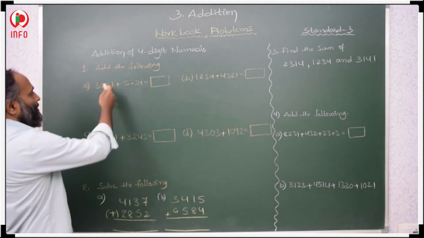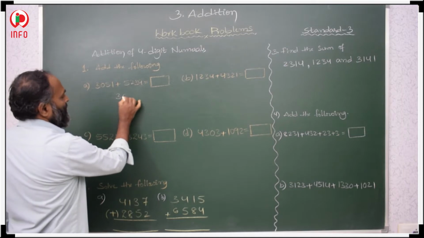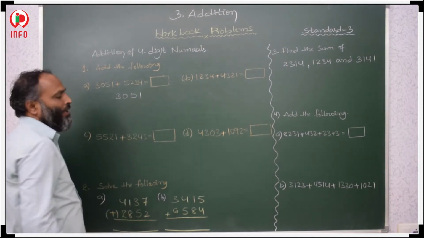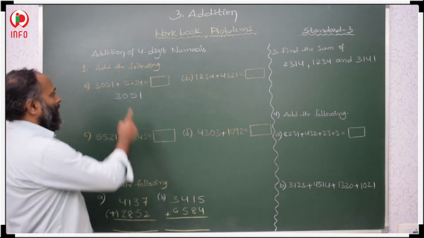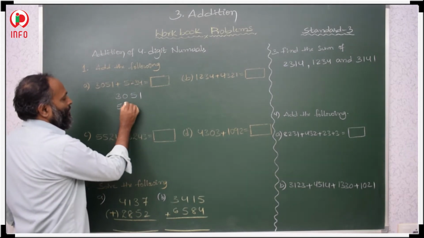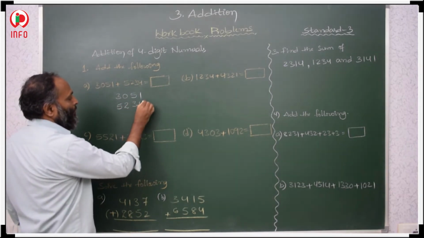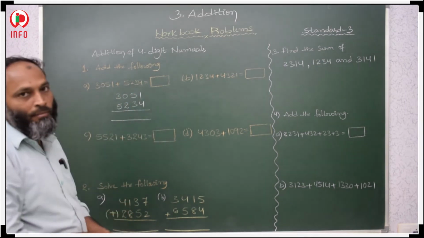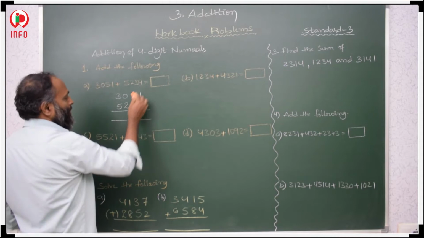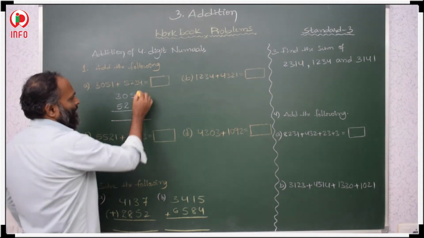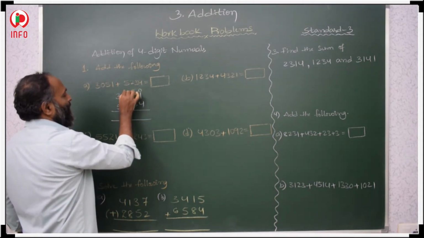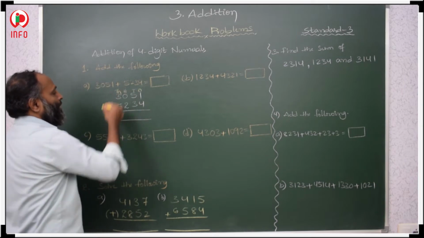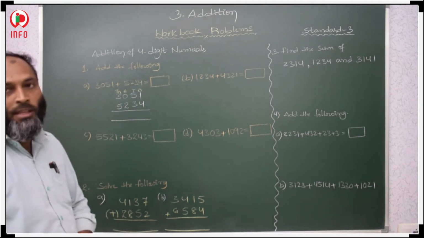Okay. First question here, 3051. Next, 5234. Exactly we have to write in the same way. Ones place should come in ones place, tens place should come in tens place, hundreds place should come in hundreds place, and thousands place should come in thousands place.